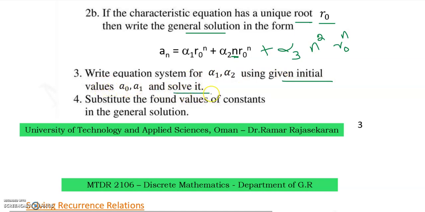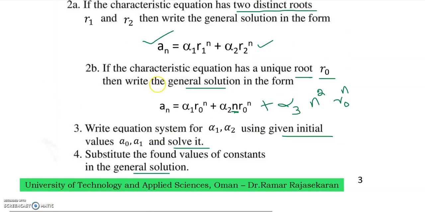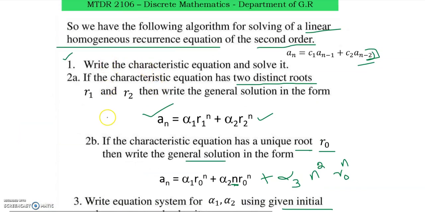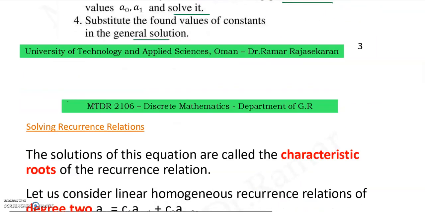When we solve the problem, we will understand it simply. Substitute the found values of constants in the general solution. These are the steps to complete the solution for a given linear homogeneous recurrence equation of second order or third order. Now we will see the example.